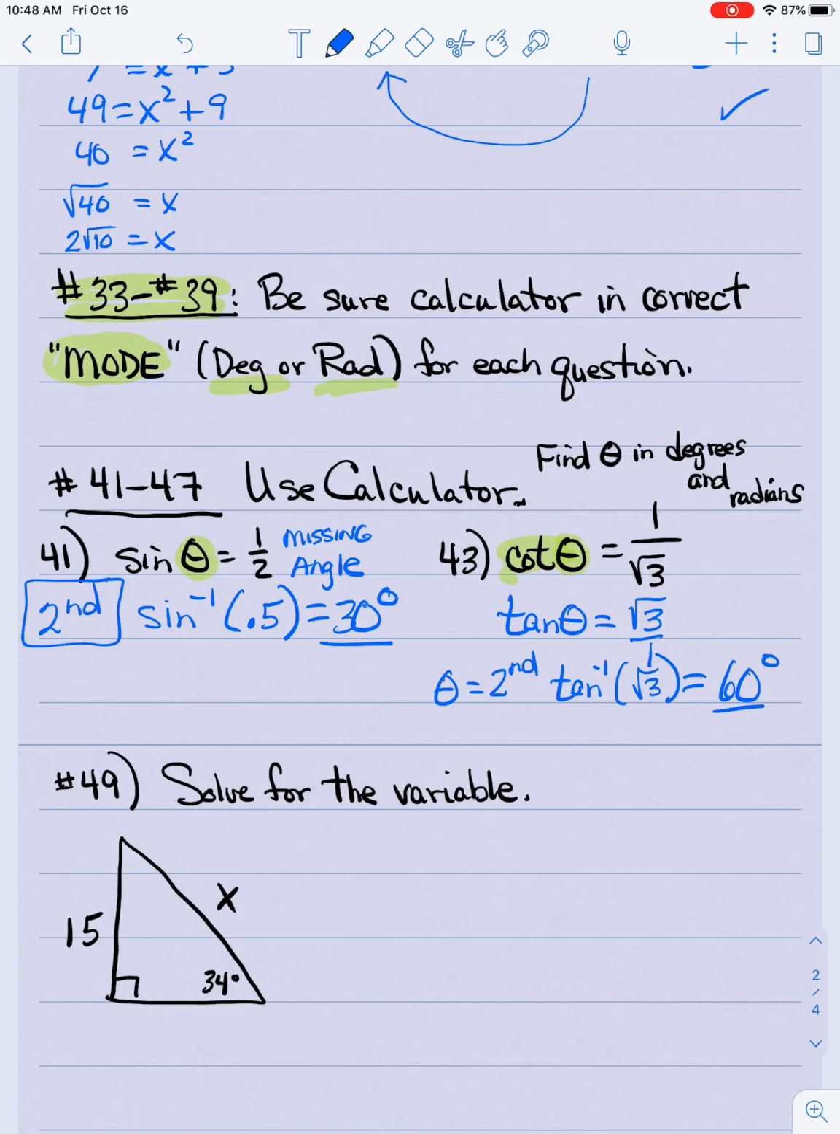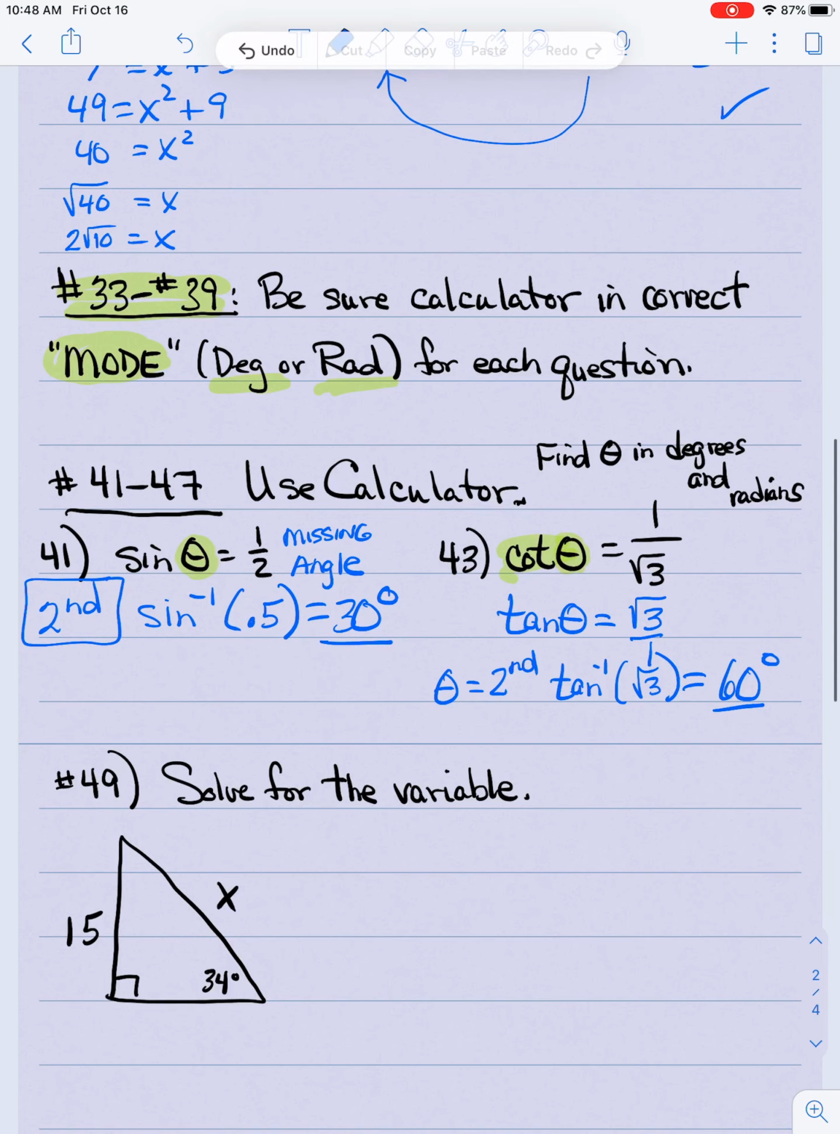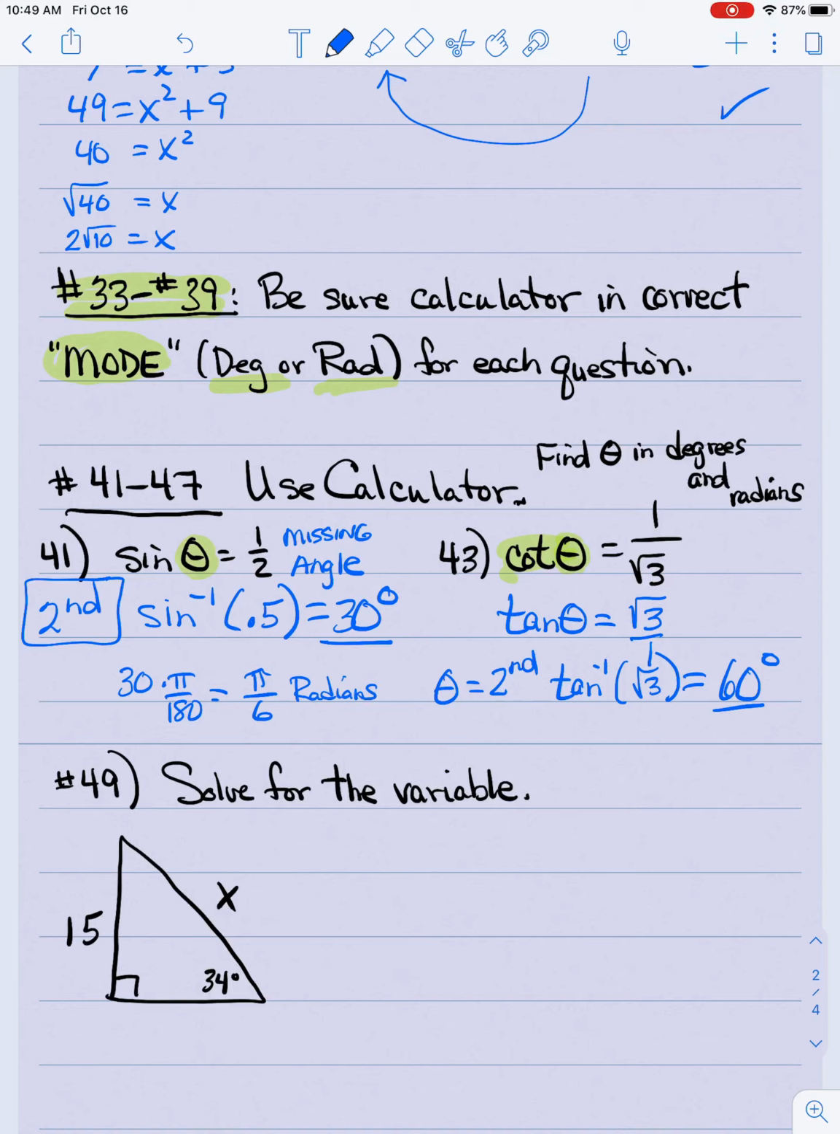It did also say for radians, so if you convert this like we did at the beginning, so like 30 times pi over 180, you'll find that to be pi over 6 radians. And 60 times pi over 180, you'll find to be pi over 3 radians.